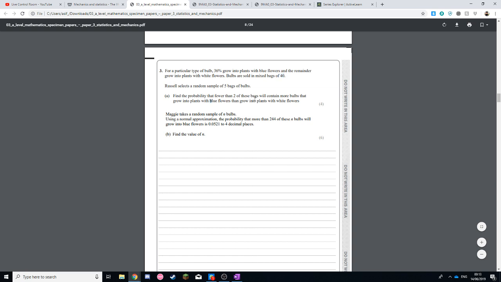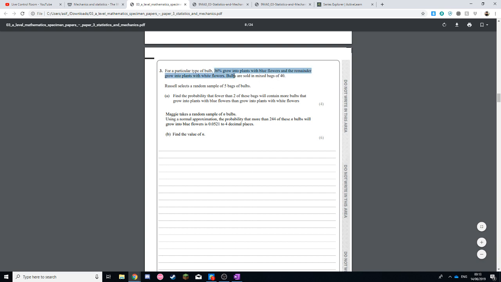And the condition for a bag to be selected is that more than half of the flowers need to be blue flowers. So first, find the probability that from 40 random bulbs, the blue ones are more than 20.